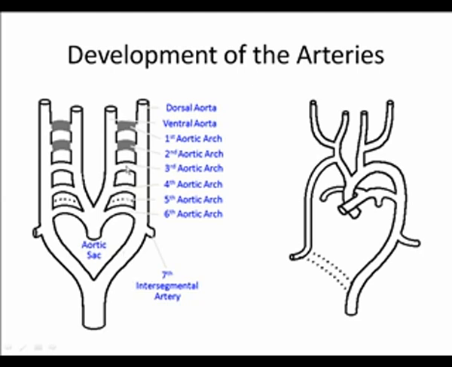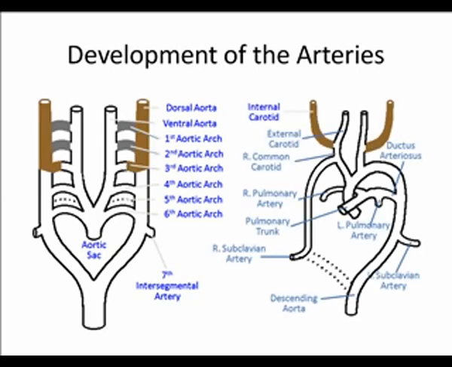The third aortic arch is what we're going to begin talking about, and the distal portion of the third aortic arch, along with the dorsal aorta cephalically, are going to form the internal carotid artery.